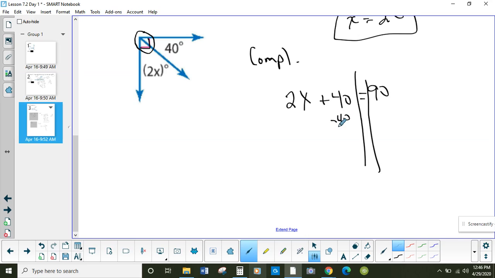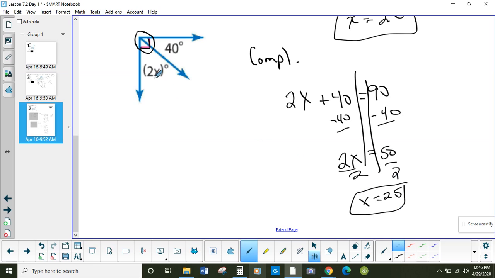But we solve it the same way. It's a two-step equation. And what's 50 divided by 2? Hopefully you said x was 25. Now, if x is 25 and I multiply it by 2, this whole angle would be 50. And 50 and 40 make 90. So we know we did it right.